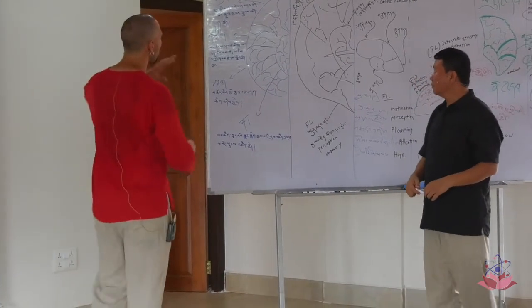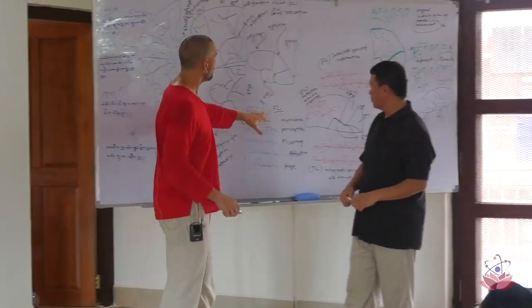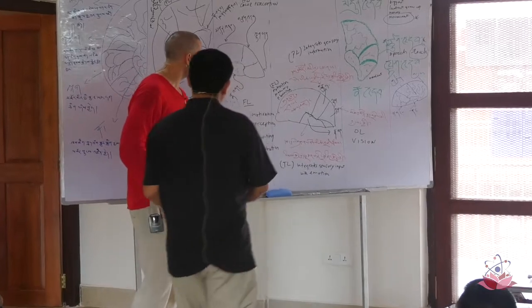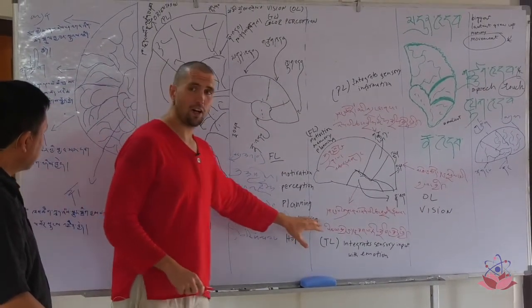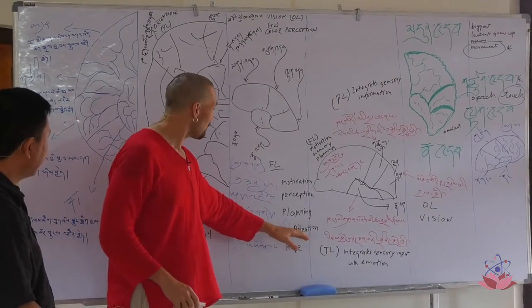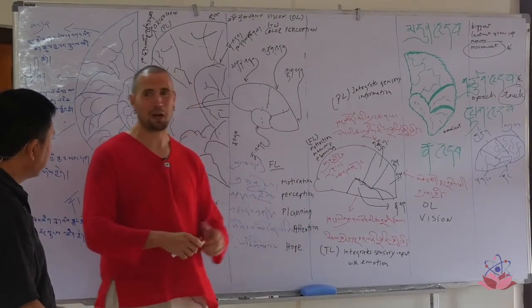Frontal lobe. All right, so what are some of the things that we've ascribed to frontal lobe? I see some things over here: motivation, perception, planning, attention. I'm not going to talk about hope, but all these other things are spot on.